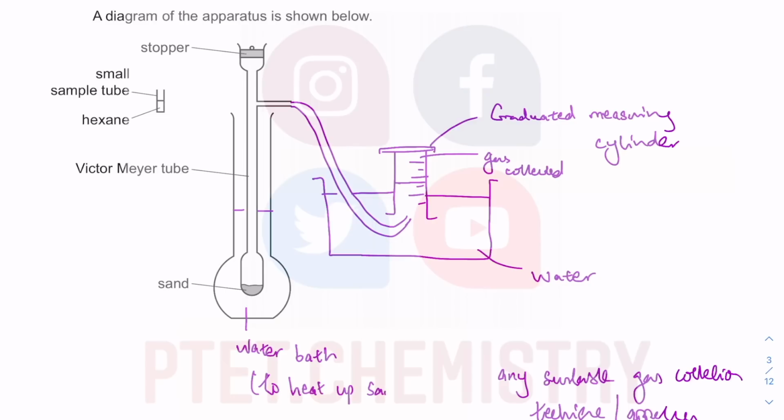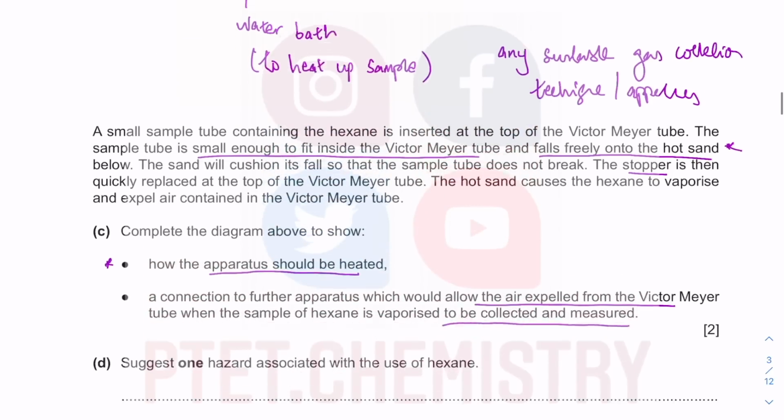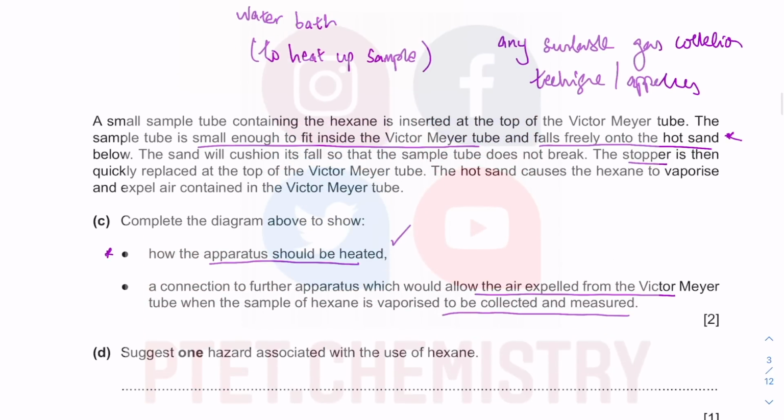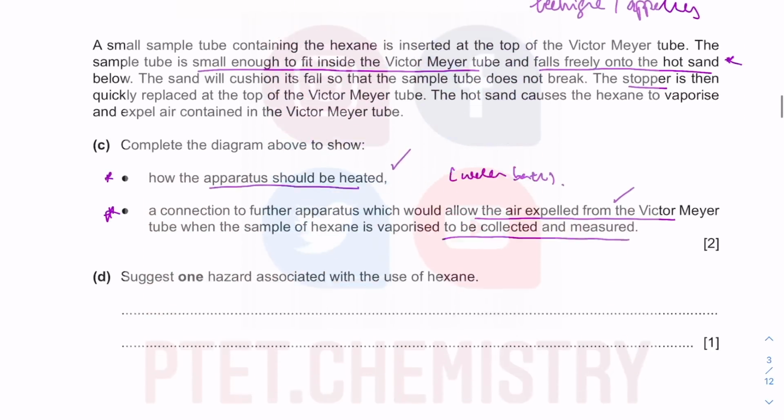And we know that we can use a water bath to heat up samples in glass tubes or in beakers or whatever, because they are quite safe. So how the apparatus should be heated, like a water bath, which is all right. How you're going to collect the gas, which I just did with a collection over water there. So my connection should have been a bit better, but anyway, that's the best I could do.